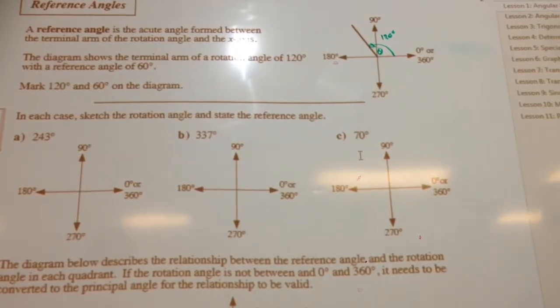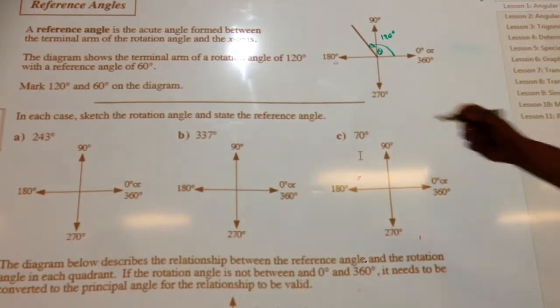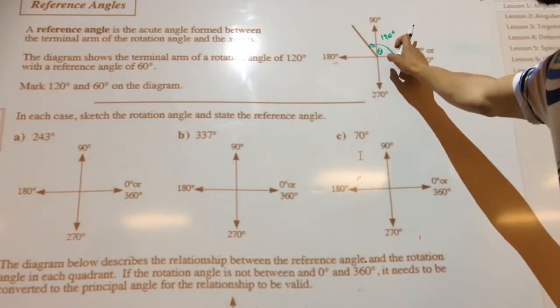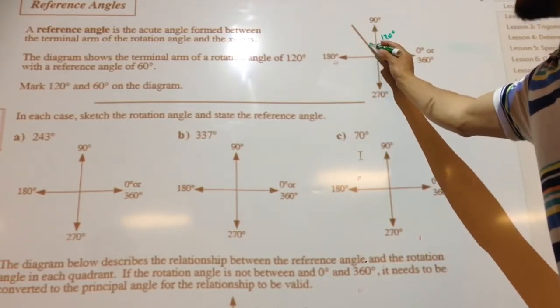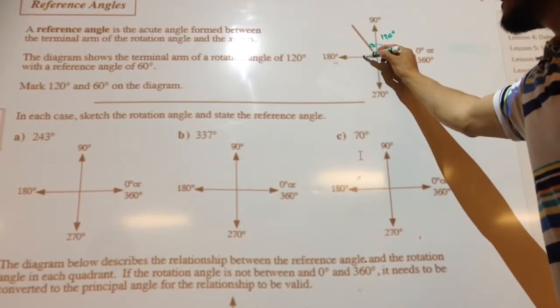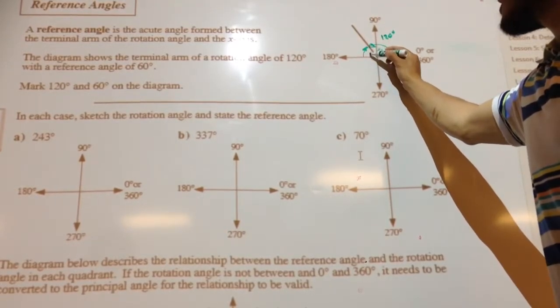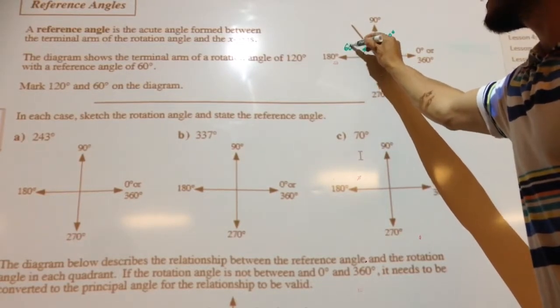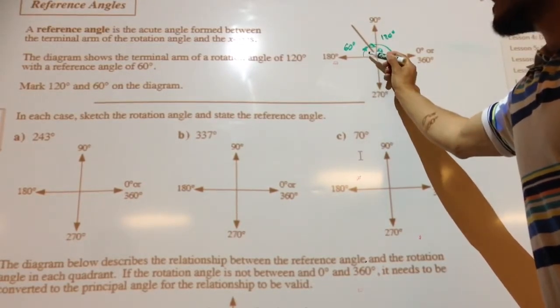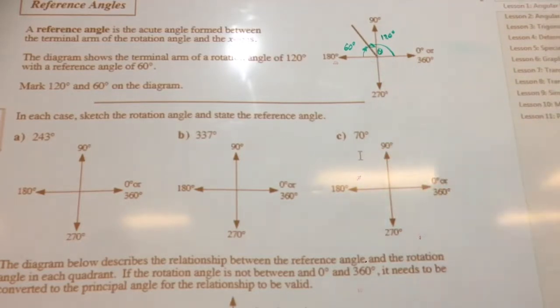So on this diagram, I want to mark the reference angle. Mark 120 degrees on the diagram and 60 degrees on the diagram. If I were to take my protractor out and measure this line in this direction, that's where my 60 degrees is going to be, right here. But this is my reference angle. Okay?